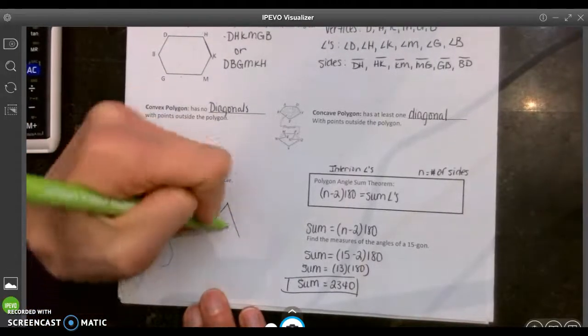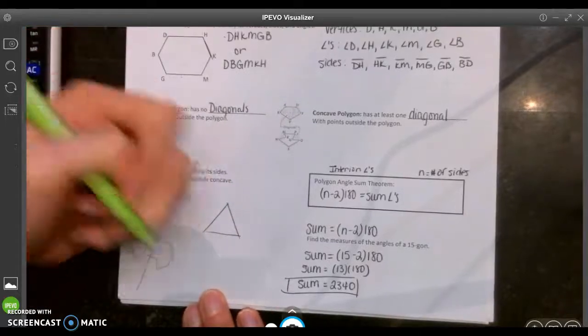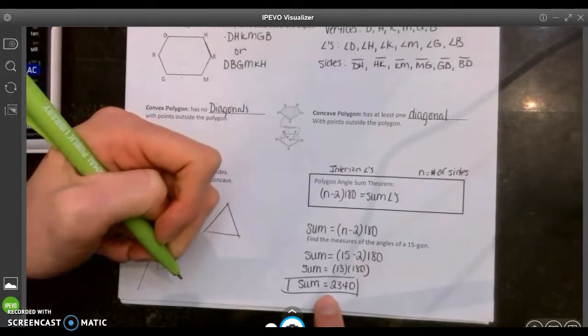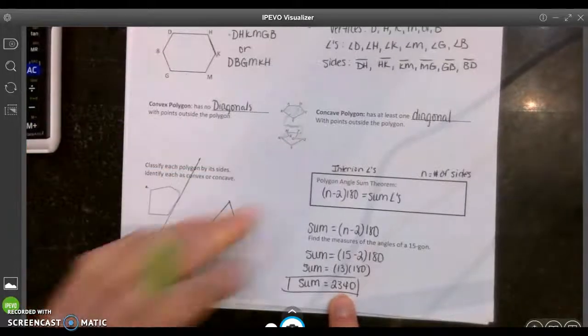Think about that like if we had a triangle and we added up all the angles, it equals 180 degrees. It's the same way if we had a 15-gon. If we added up all the angles, it doesn't equal 180. It equals 2,340.